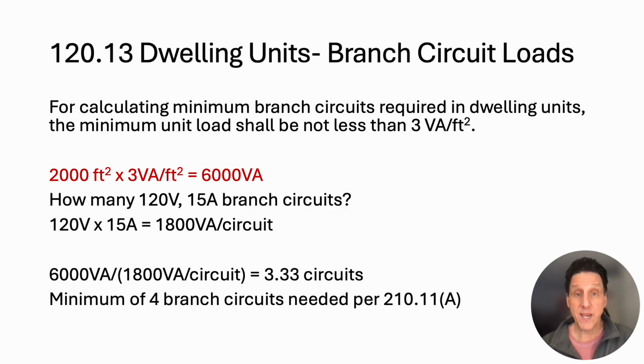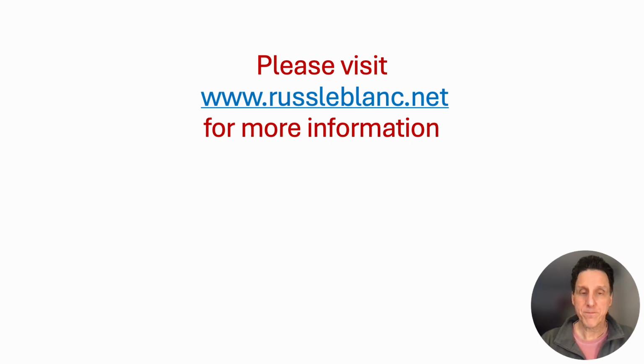The number of branch circuits is based on the rating of the branch circuit along with the load calculation. So we have 6,000 volt amps and a 15 amp circuit. So we need 4 15 amp circuits.